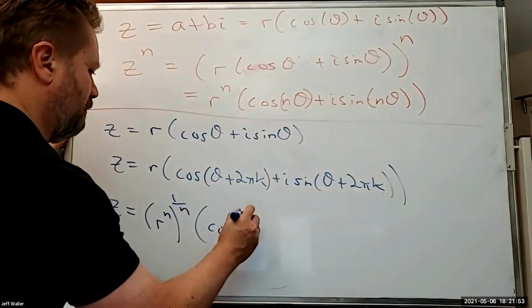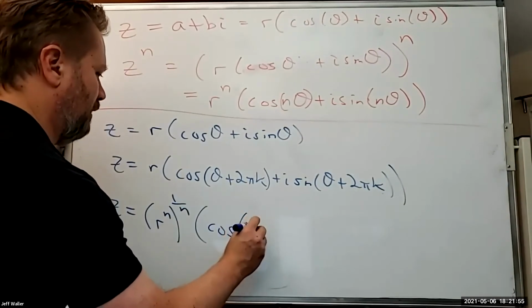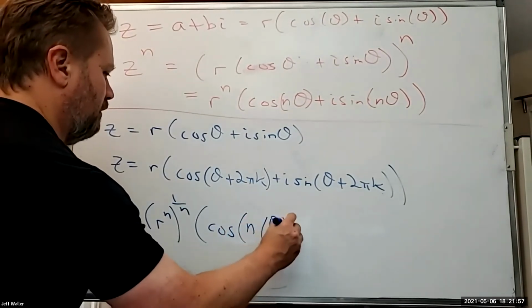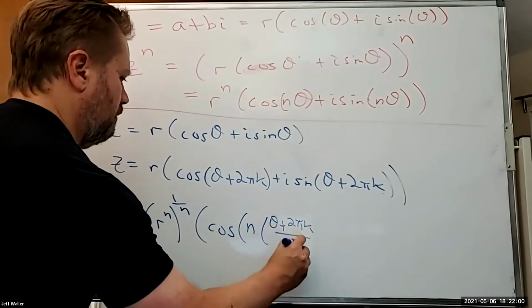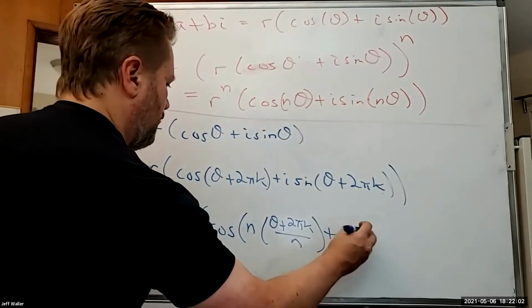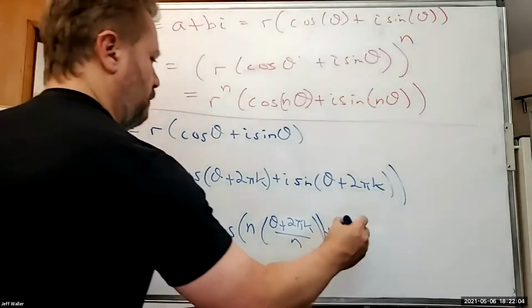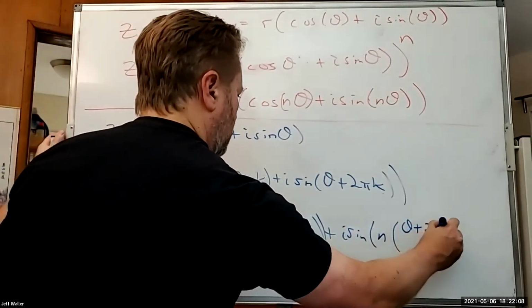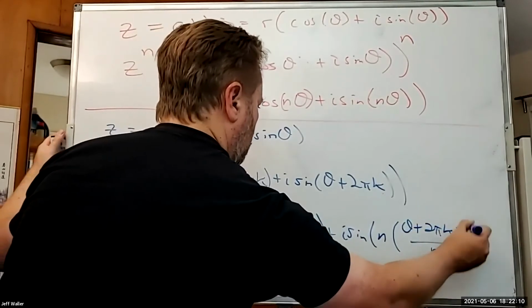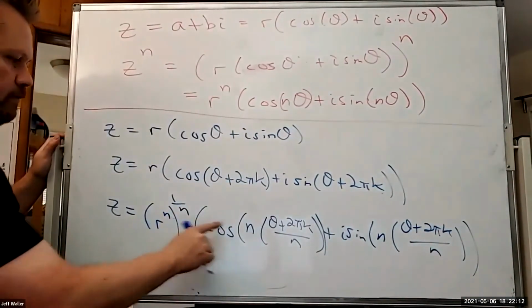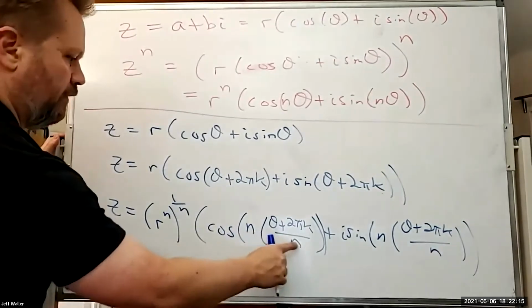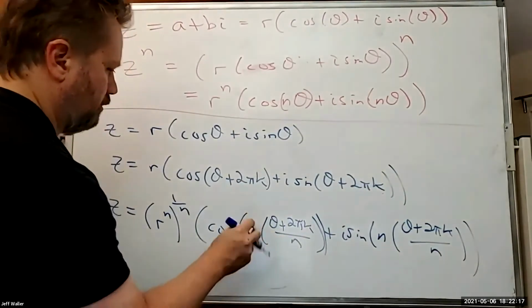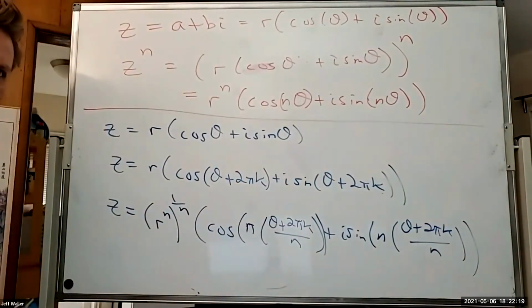Now watch this. I'm going to factor an n out, and it's going to be theta plus 2 pi k over n. I'm going to do the same thing over here. I need another parenthesis. Sine, factor an n out, theta plus 2 pi k over n. So it's kind of similar to this, right? But factor an n out, there's an n there. So if I put it back in, it would cancel, and I would get back to where it was.